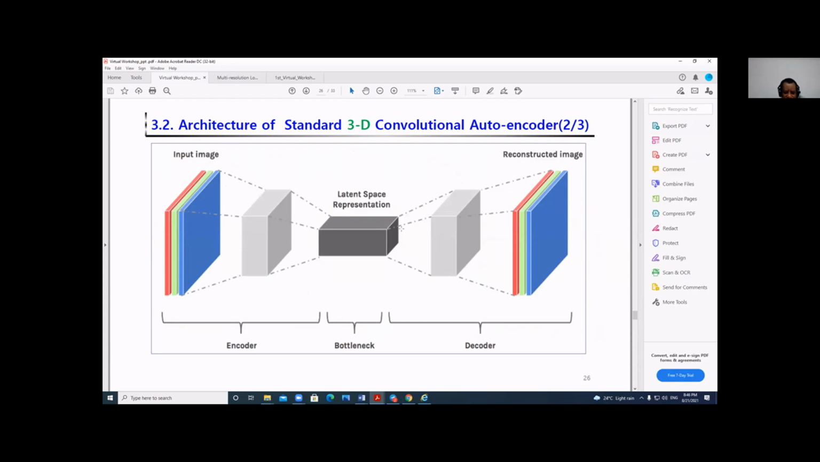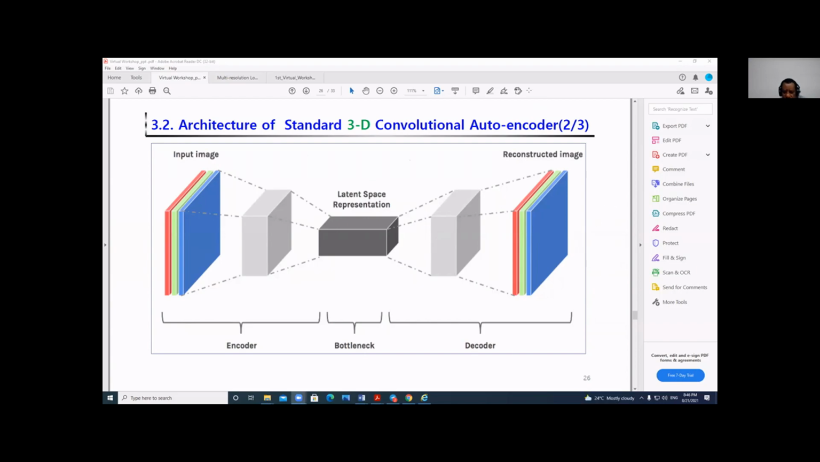In computer vision, if we use this for classification, we will not use this part. We are using only this part, so this is the representation. Then we will have a fully connected network in order to do classification or some other tasks like segmentation and so on.